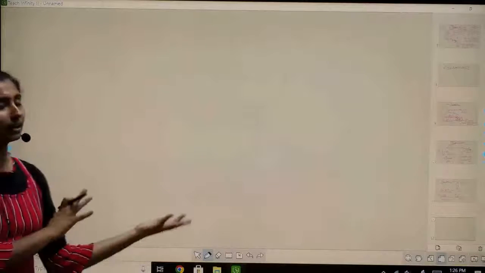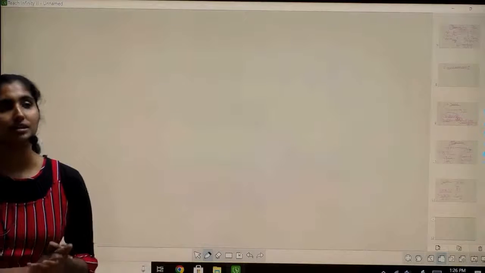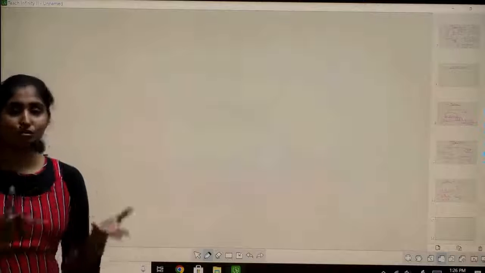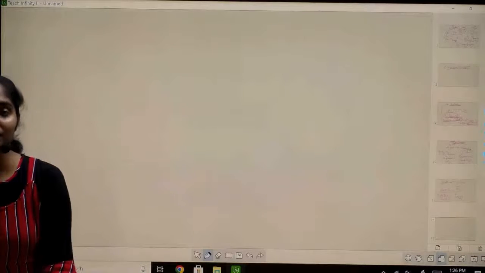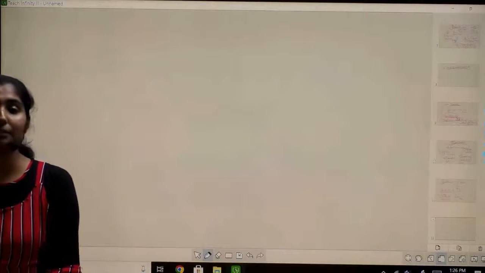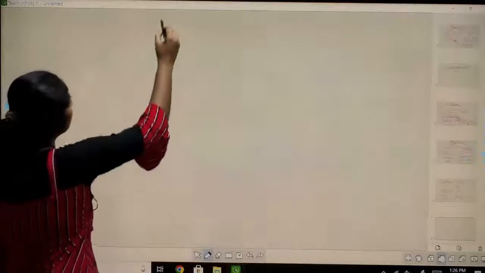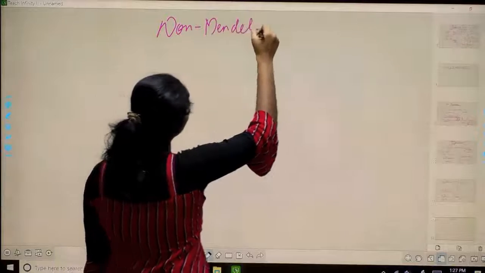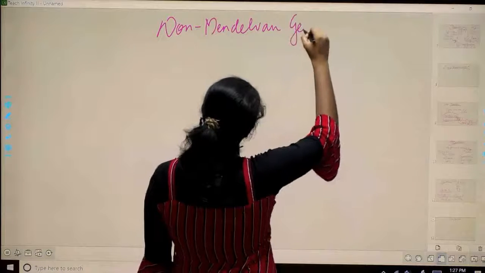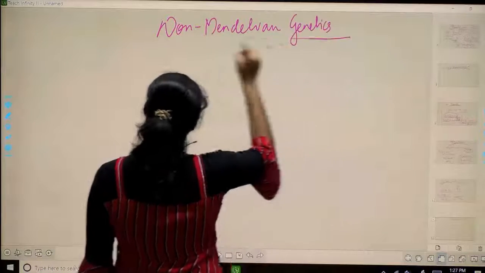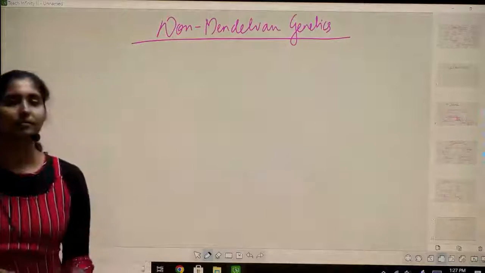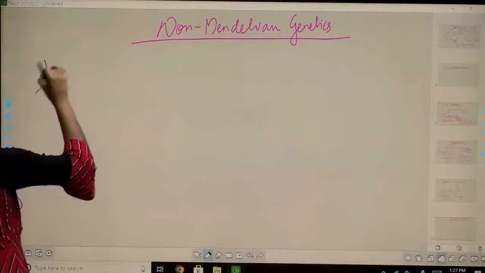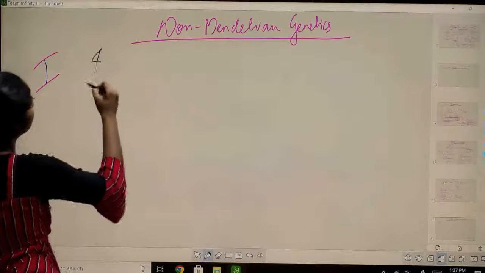So what we have studied thus far is Mendelian genetics, right? Mendelian genetics. But there are also genes or traits that deviate significantly from the ratios that Mendel gave. Such genes are said to follow non-Mendelian inheritance. And we study them under non-Mendelian genetics. So under non-Mendelian genetics, the first phenomenon that we have is incomplete dominance.